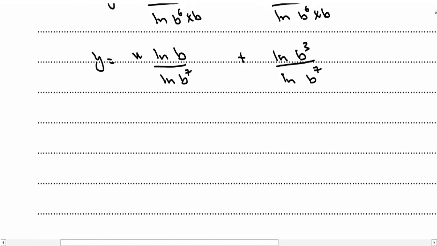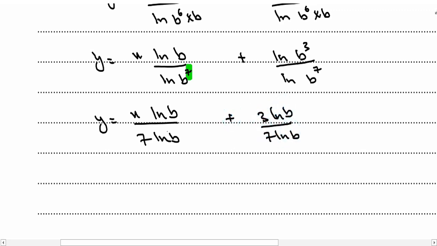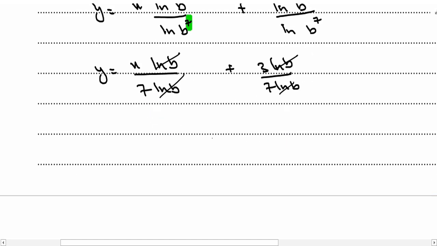Again, we are going to use the power property. So y equals x ln of b, and the power comes out as the coefficient. So it would become 7 ln of b plus 3 ln of b divided by 7 ln of b. Ln of b cancels with ln of b, and ln of b cancels with ln of b. It would become y equals x by 7 plus 3 by 7. So we can say that p is equal to 1 by 7 and q is equal to 3 by 7.